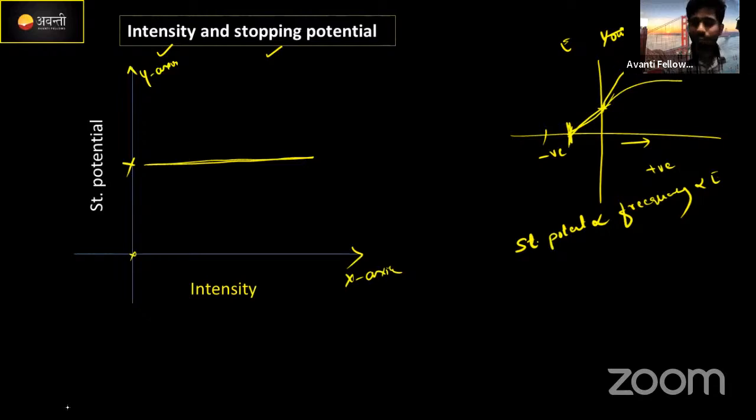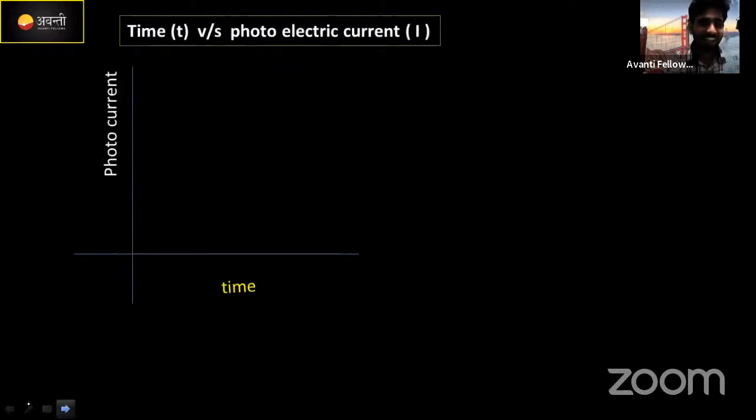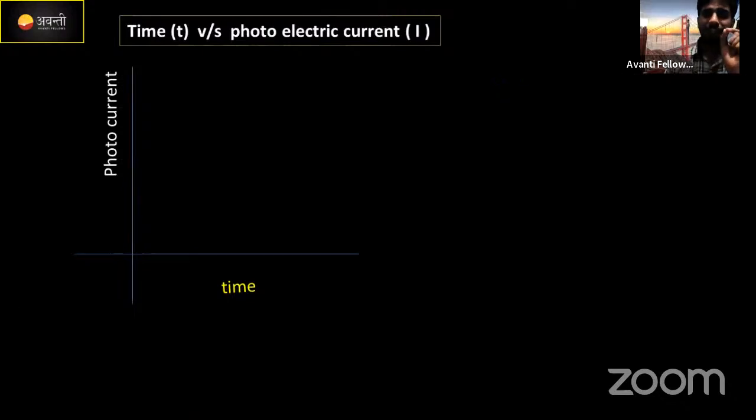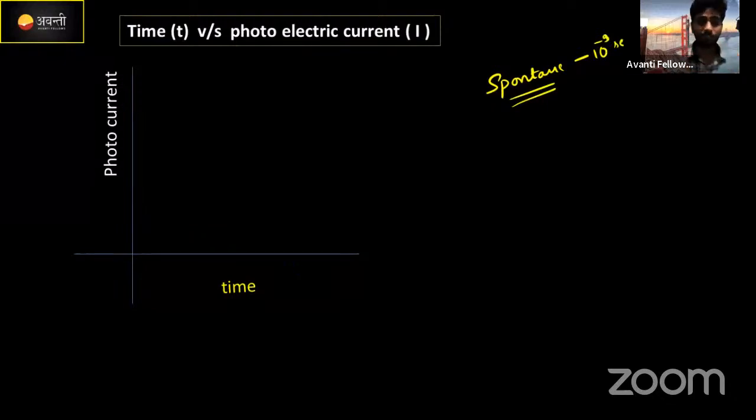Okay, cool. Next thing, time versus photo current. Guys, I already told you this photoelectric effect is a spontaneous one. Correct? Spontaneous, right? If it is spontaneous, it takes place in the order of 10 to the power of minus 9 seconds. Right? How to represent this one? देखो इधर time है, इधर photo current है.